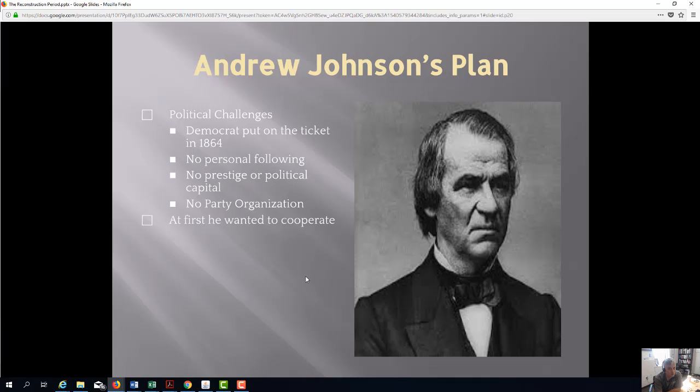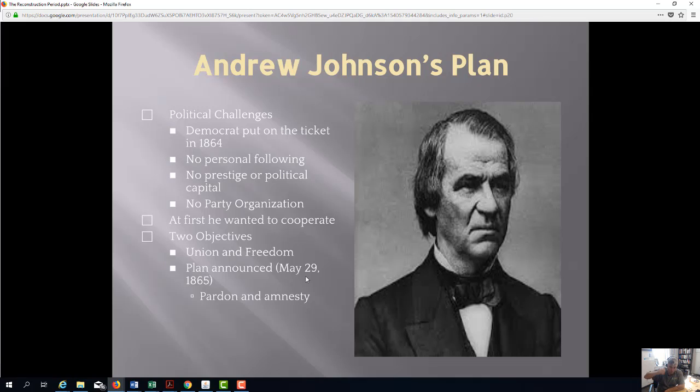At first, he wanted to cooperate with the Republicans, but he had two objectives, basically: union, bringing the Union back together in the same way that Lincoln understood it, and freedom for the recent slaves. He wanted to ensure that that was possible. And his plan was announced on May 29th of 1865.